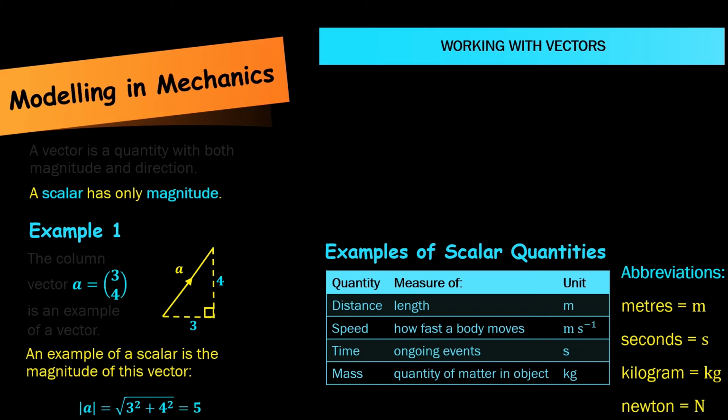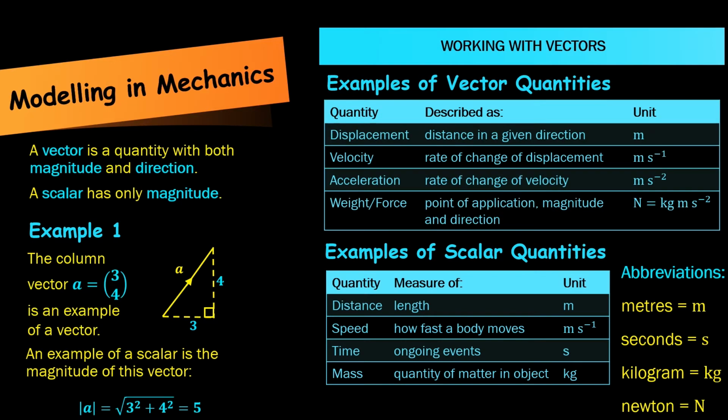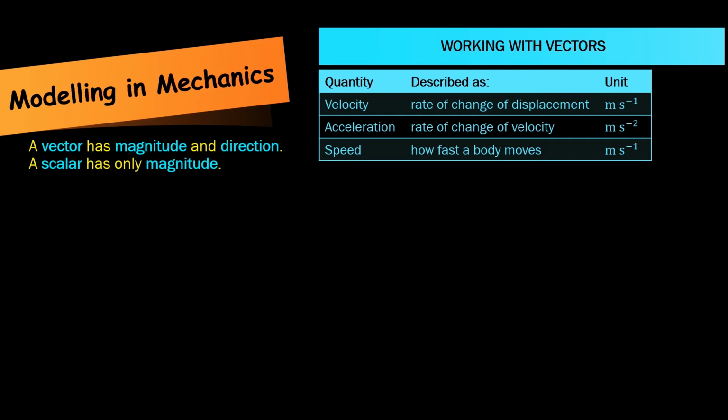We also have time. This is another example of a scalar quantity. And, of course, we know what time is. We're looking at how long an event takes, or ongoing events take. And time is measured in seconds. And finally, we have mass, which is the quantity of matter in an object. This is measured in kilograms. So to summarize, a vector has magnitude and direction, and a scalar has only magnitude.